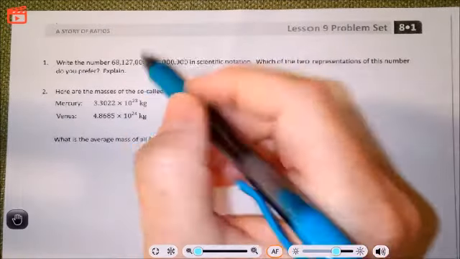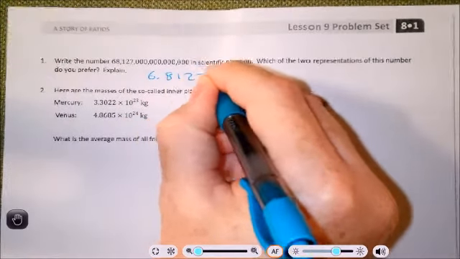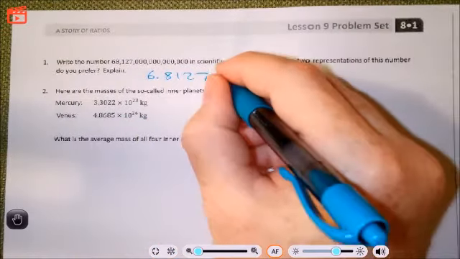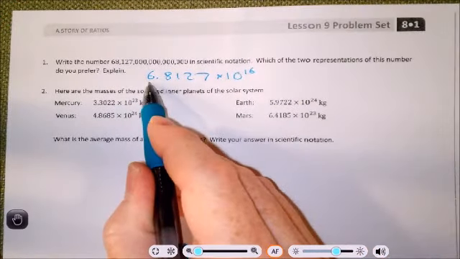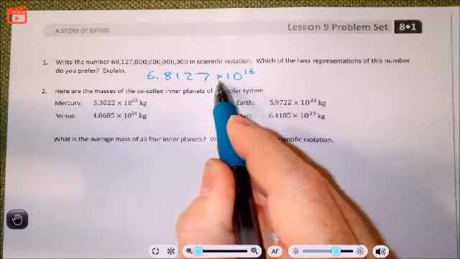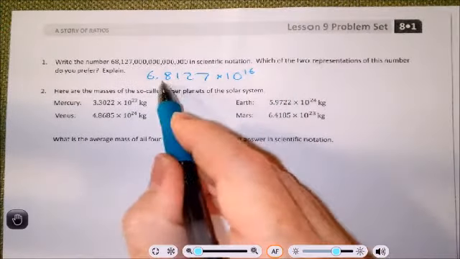Okay, this in scientific notation is going to be 6.8127 times 10 to the 16th, because remember, it has to be bigger than 1, smaller than 10, it has to be multiplication, and the 16 tells me how many places the decimal will move.